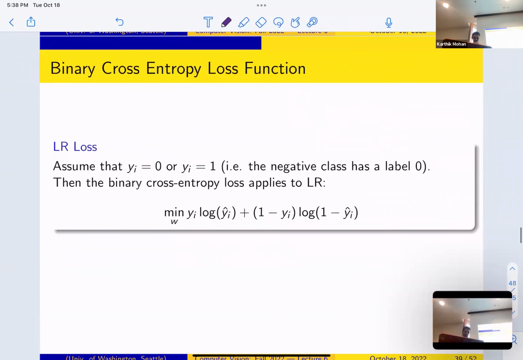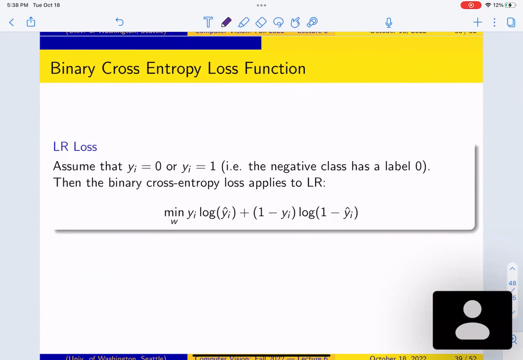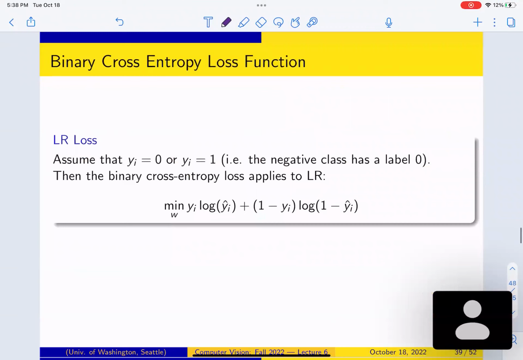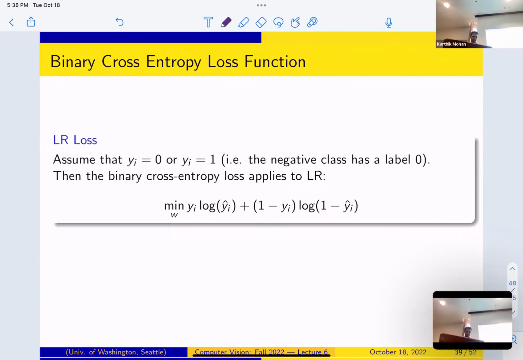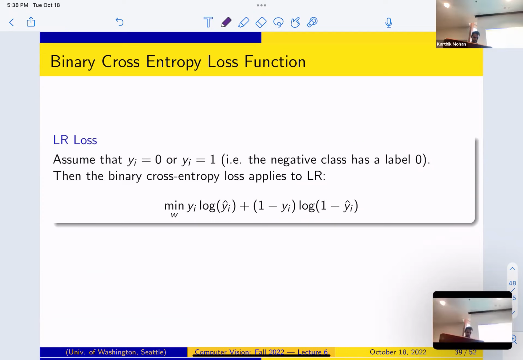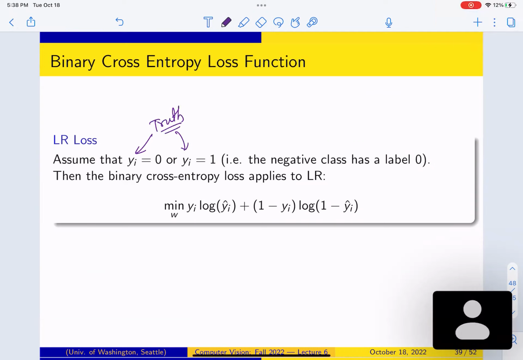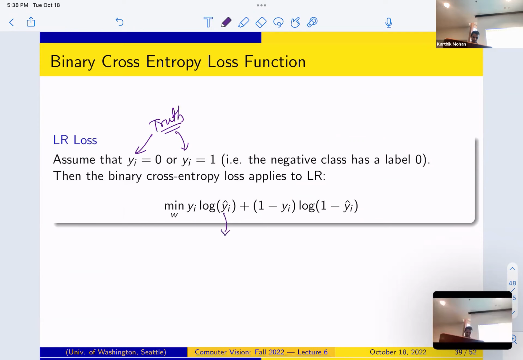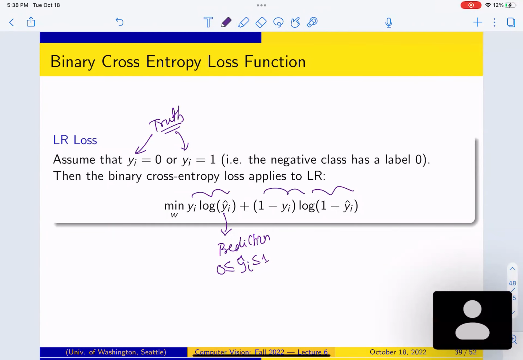All right. So we'll cover this and then we'll stop for the day. There's more to cover, but let's look at the cross entropy as a loss function. So what is this? This is the truth, right? Either you're in this class or that class. And what is this? This is your prediction. It's between 0 and 1. So this cross entropy is trying to minimize the difference.